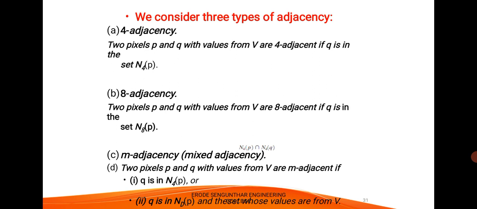In 4 adjacency, two pixels P and Q with values from V are 4 adjacent if Q is in the set n4 of P. In 8 adjacency, two pixels P and Q with values from V are 8 adjacent if Q is in n8 of P. M adjacency means two pixels P and Q with values from V are M adjacent if Q is in n4 of P or Q is in nd of P.